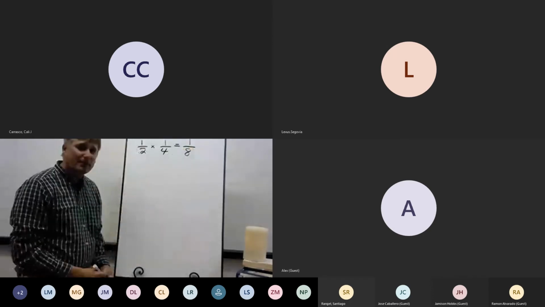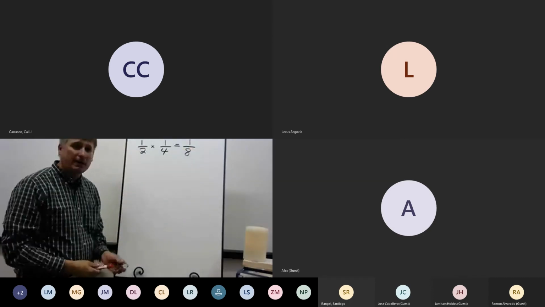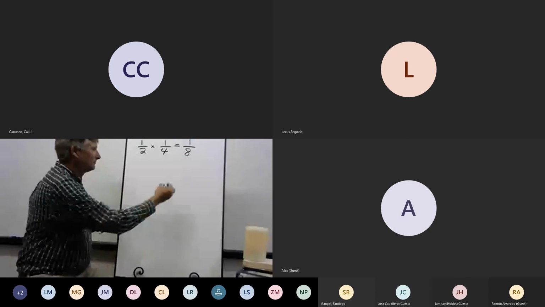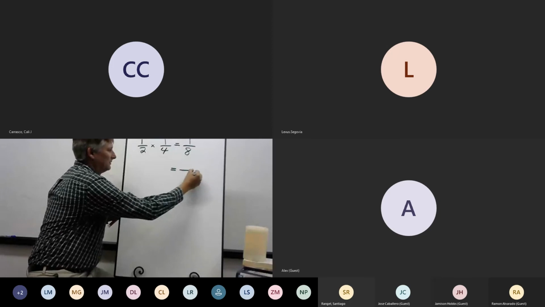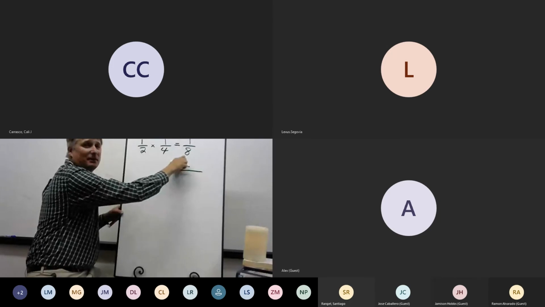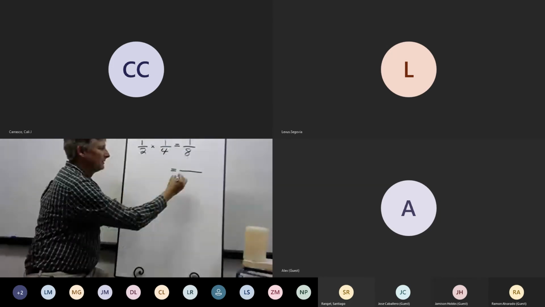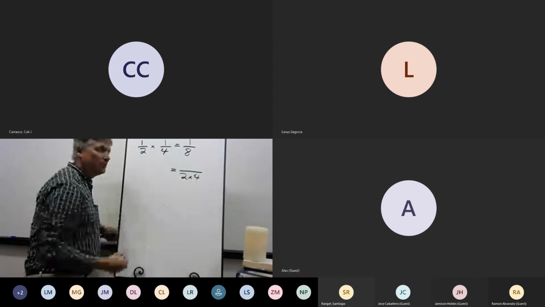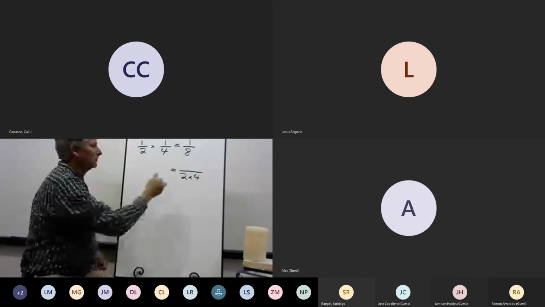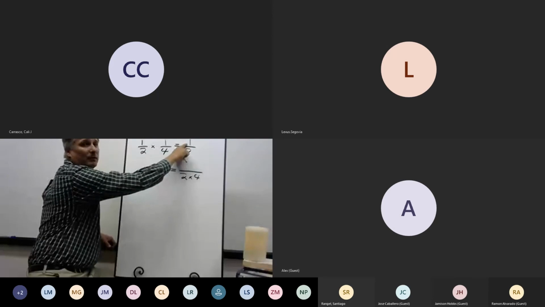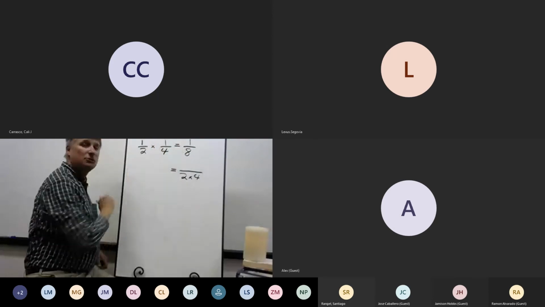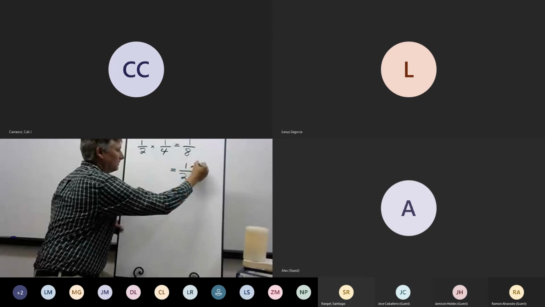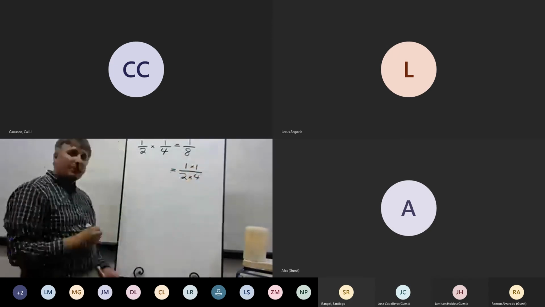So if we take 1/2 times 1/4, how can we get 1/8? Well, here's the slick trick. This 8, we can get that 8 by multiplying 2 and 4. And we can get this 1 by multiplying the 2 ones on the top. So here comes the trick.